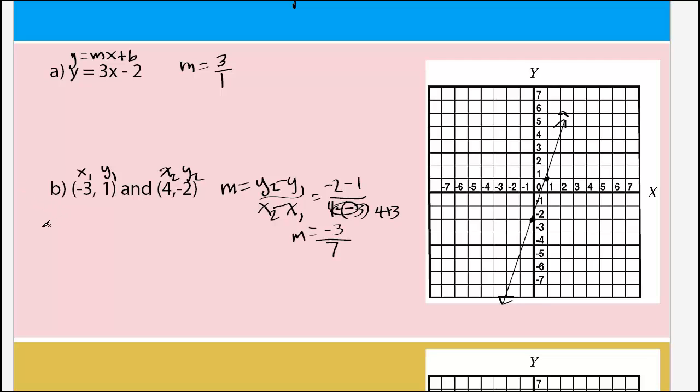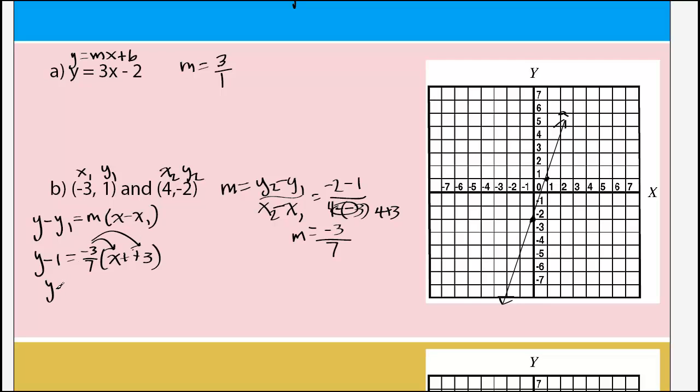Now we're going to use that point-slope form, which said y minus y sub 1 equals m times x minus x sub 1. And so we need to just plug in. Let's use this sub 1 set here. So we have y minus 1 equals our slope, which we found to be negative 3/7, x minus a negative 3. So we can just make this plus positive. All right, so we need to distribute.